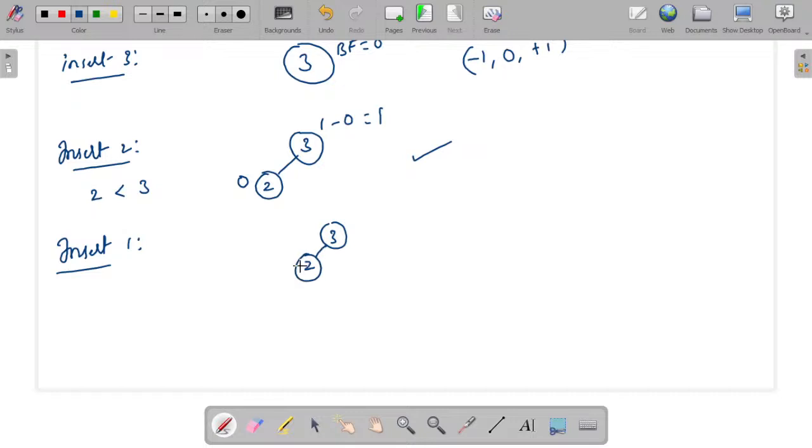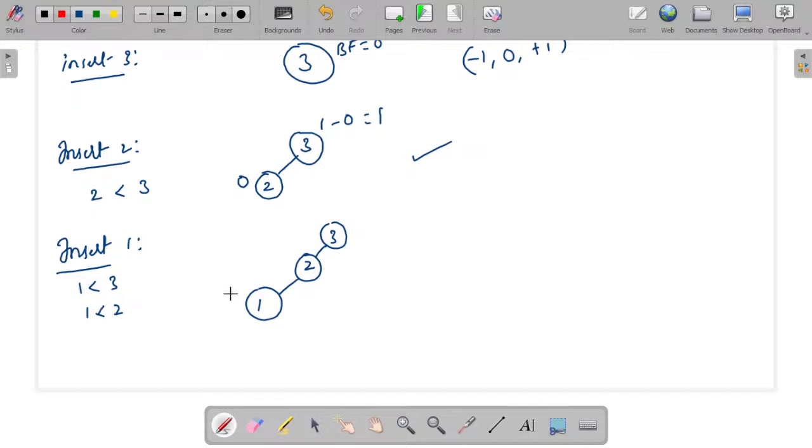And to insert 1, I have to make comparisons again. So 1 is compared with 3 and 1 is smaller than 3. So I have to insert 1 in the left subtree. But the left child of 3 is 2. So now the new value 1 is compared with 2, and again 1 is smaller than 2. So I have to insert 1 as the left child of 2.